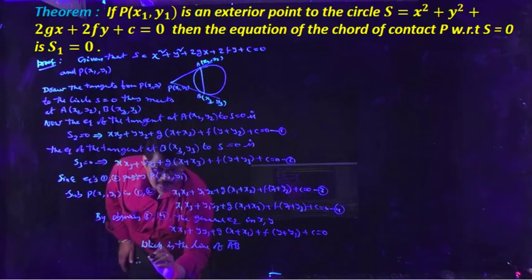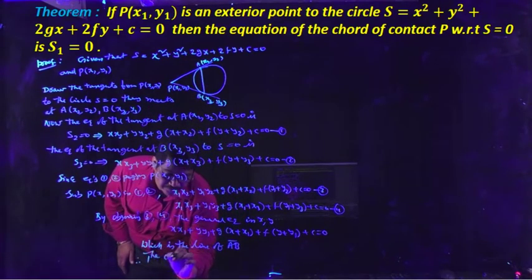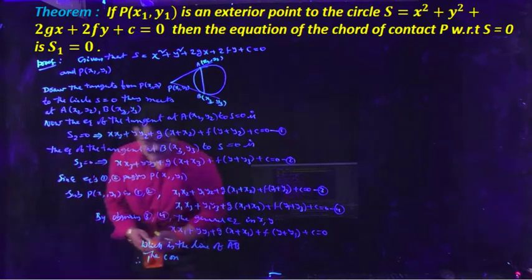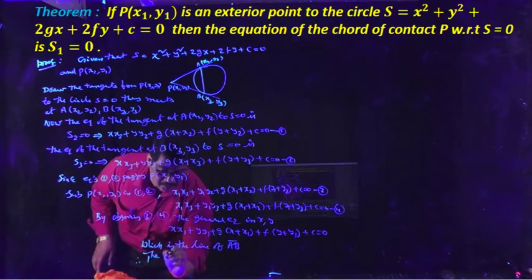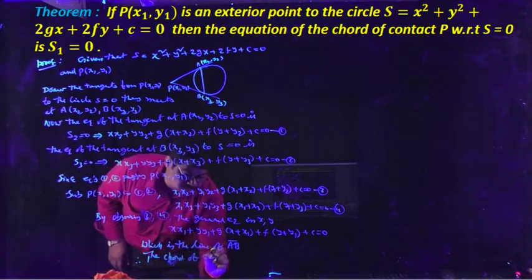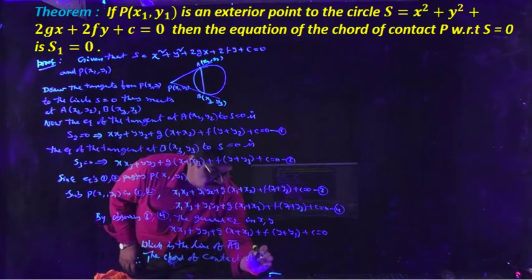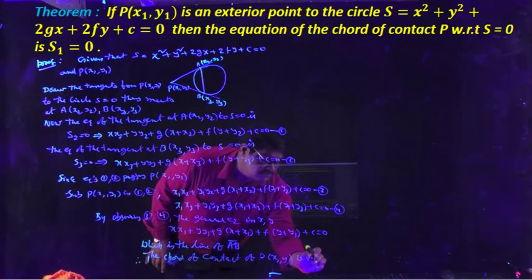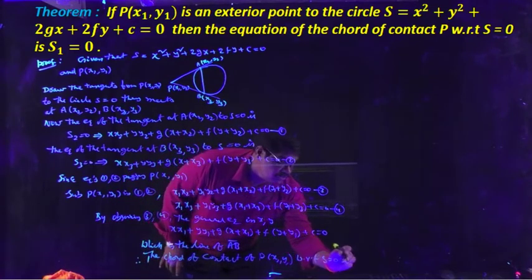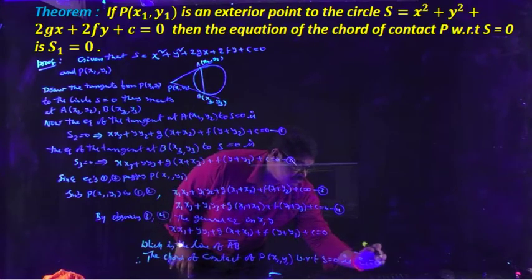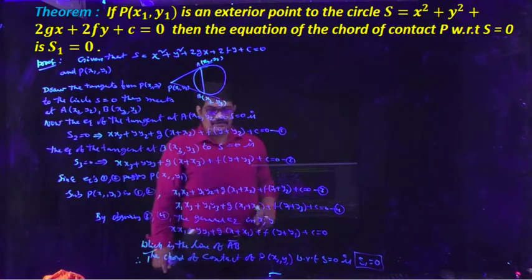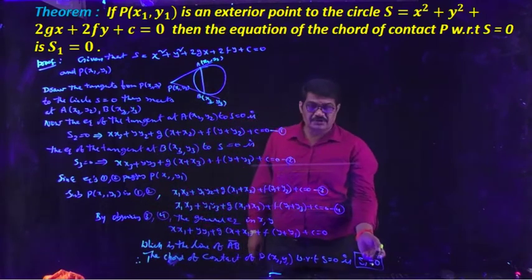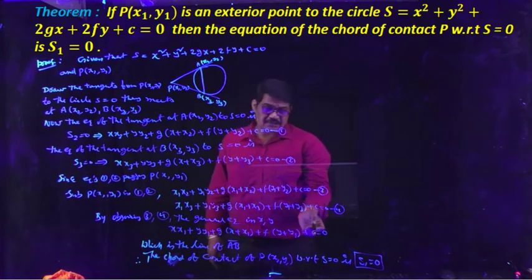Therefore, the chord of contact of P(x1, y1) with respect to the circle S = 0 is S1 = 0. This is the chord of contact of P(x1, y1) with respect to the circle. This equation represents S1 = 0.